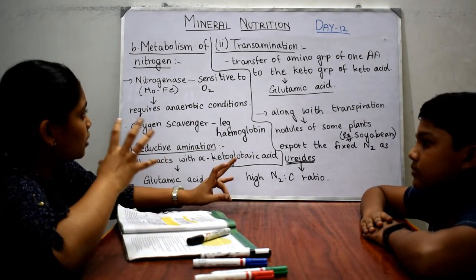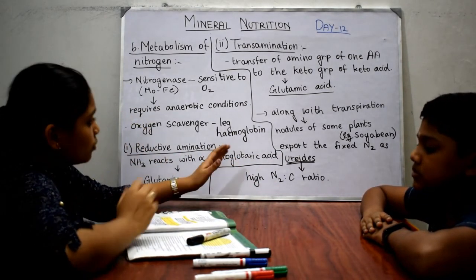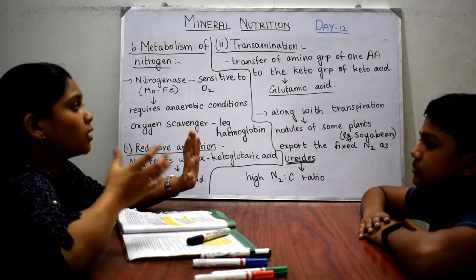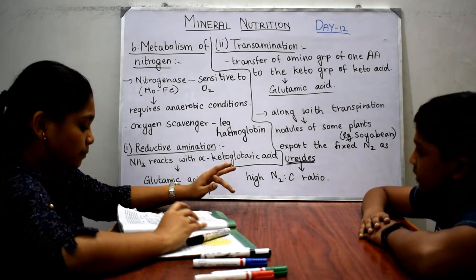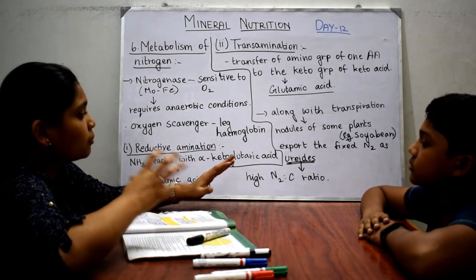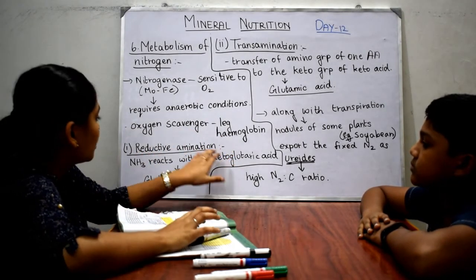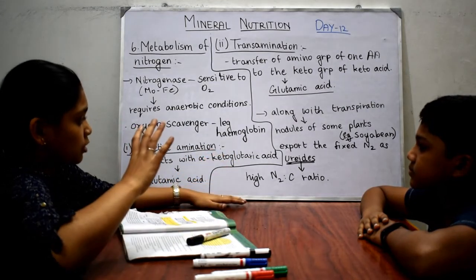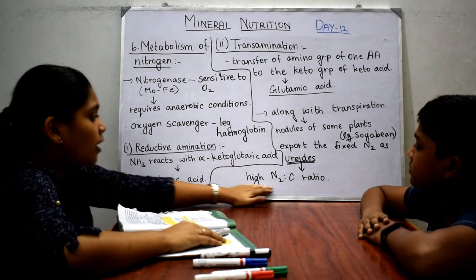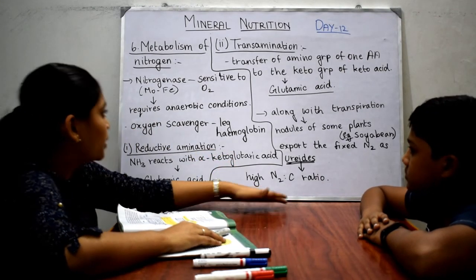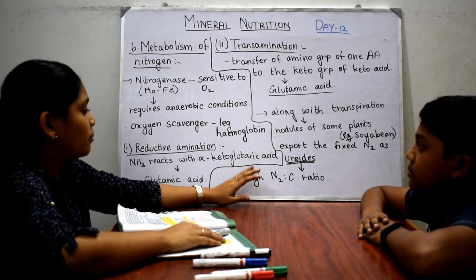They have given a specific equation in the book, where the equation represents the amino group of one amino acid being transferred to the keto group of a keto acid. This is the general, simple process in reductive amination and transamination. We have also seen ureides, which have a high nitrogen to carbon ratio. It is very important. With this the chapter ends.